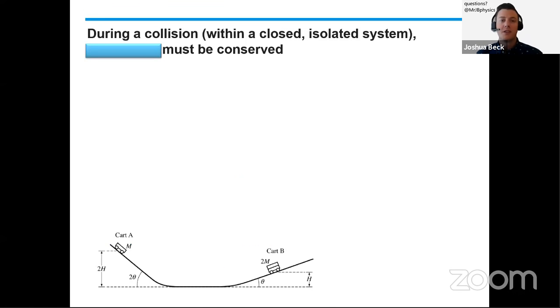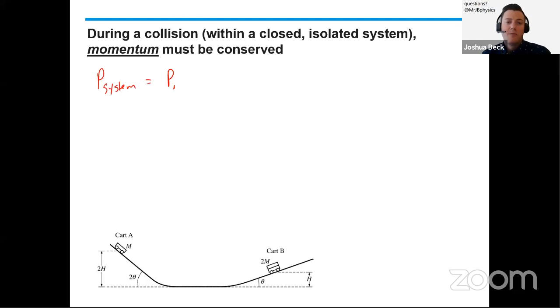Remember that during a collision, if we have a closed and isolated system, so no external forces, and if the mass isn't changing, then momentum has to be conserved. Now, momentum will not be conserved while the carts are on those inclines because we have this external net, or unbalanced, force. Once they're on the flat part though, we don't have any unbalanced forces left, so momentum is going to be conserved from that point forward.